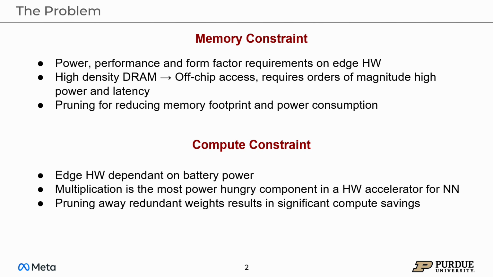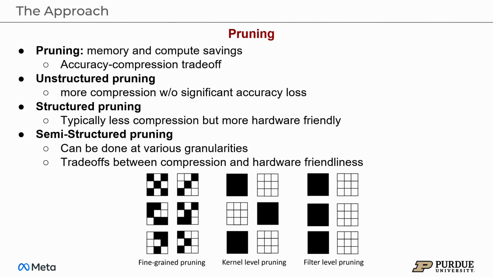We are also bound by compute constraints, which means we have limitations in terms of how much battery power is available. As you all know, multiplication is one of the most power-hungry components in a DNN accelerator. So if you prune away unnecessary weights, that results in significant compute savings as well. So how do you prune?